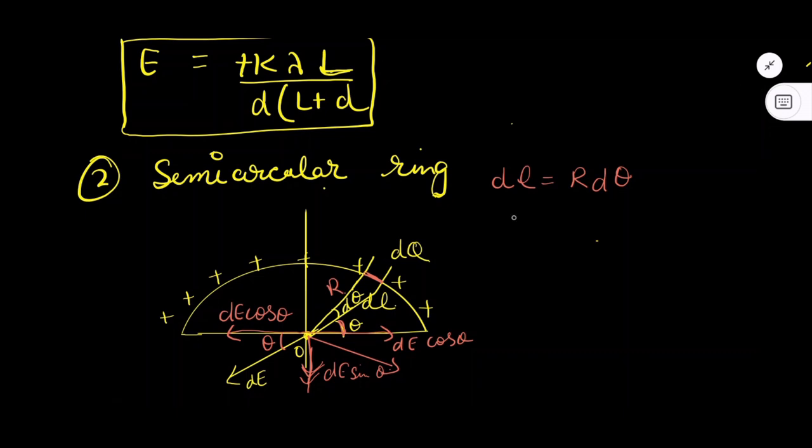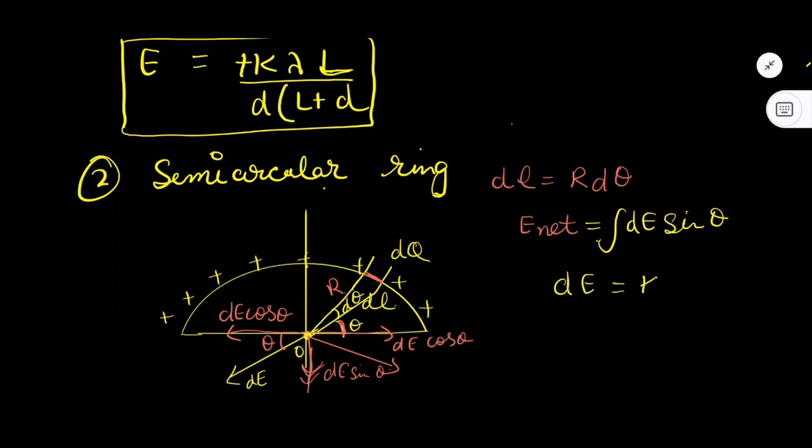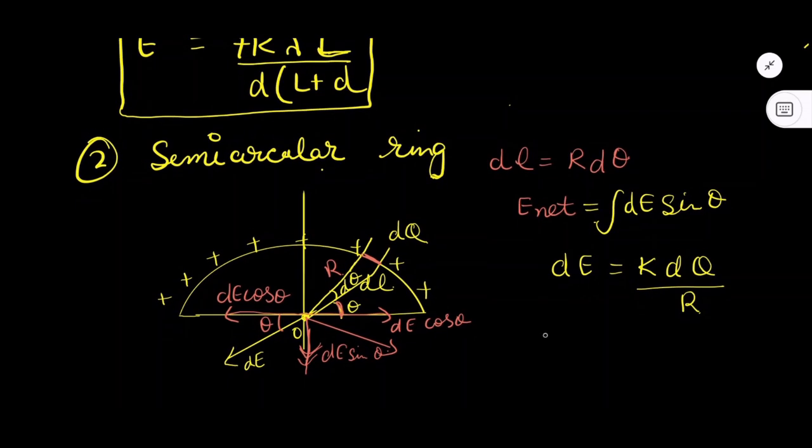So the net electric field will be equal to the integral of dE sin theta. If we integrate all the dE sin theta components, we will get the net electric field due to the semicircular ring. Let's write dE for the small element. It will be k dq upon r square, where dq is equal to lambda into dl, the linear charge density times the length element.